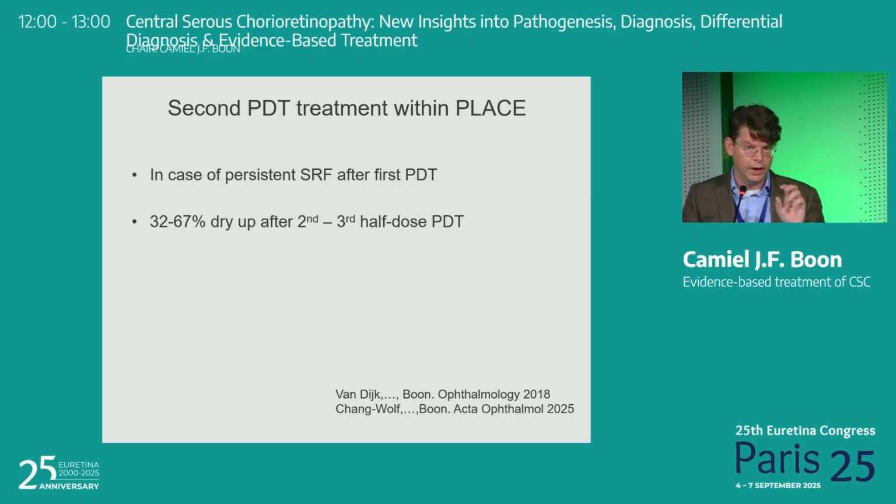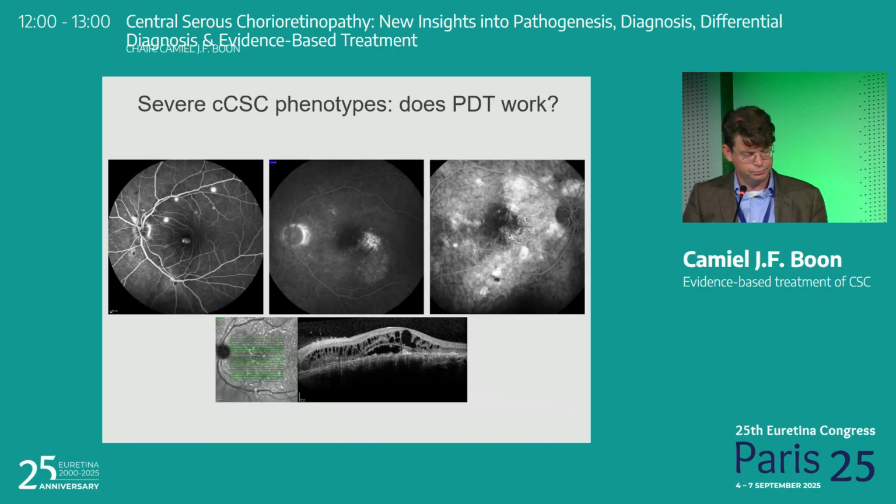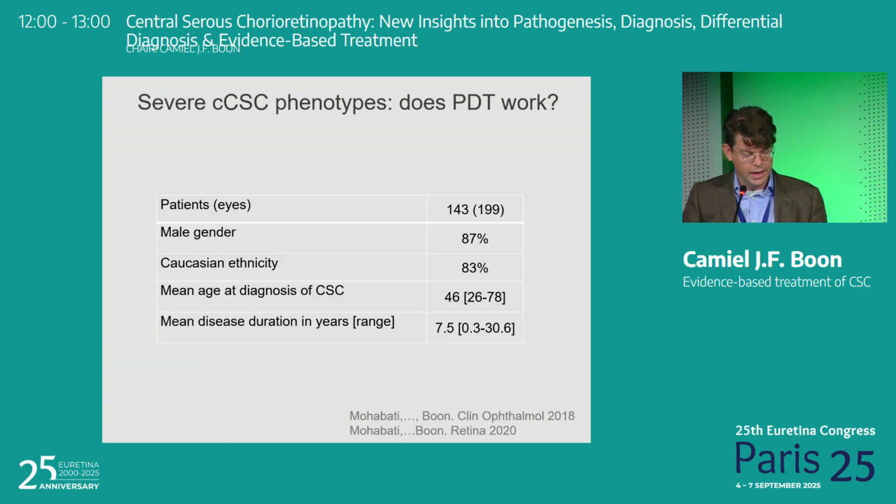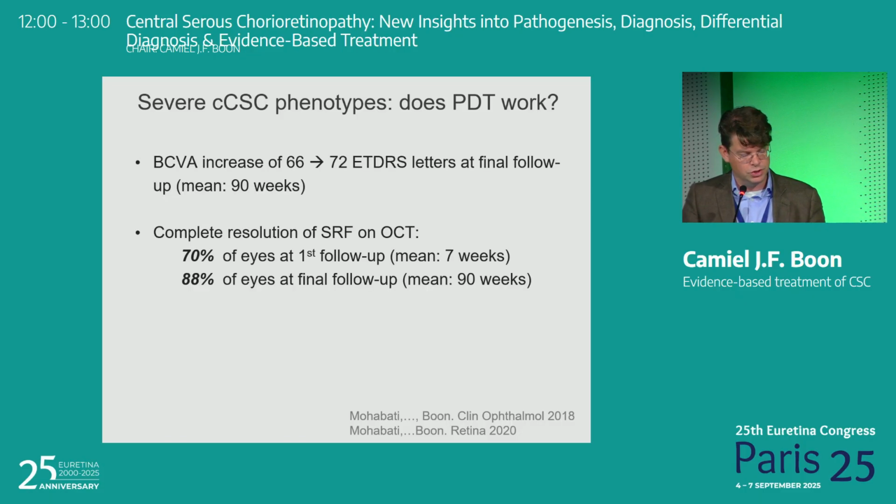But it's worthwhile redoing the FFA ICGA, apart from reconsidering your diagnosis, of course, to see if there's still active leakage. And in that case, I think you're especially likely to have a response. So in severe phenotypes like these horror cases, it can still work, actually quite good. We published about that too. There's a good likelihood that you get a resolution of fluid in 1/3 of the patients, also intraretinal fluid, but the visual acuity will not improve that much because of the atrophic changes.